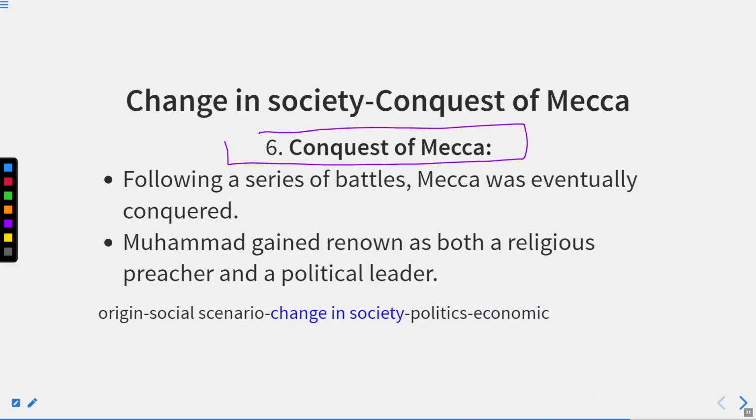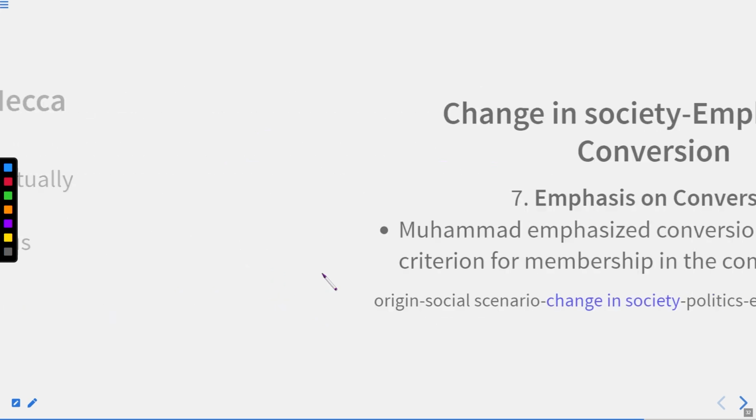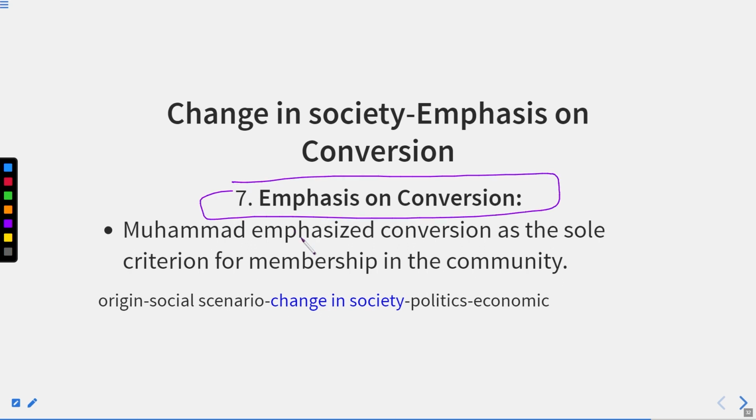Thereafter, conquest of Makkah. Following a series of battles, Makkah was eventually conquered. Muhammad gained renown as both a religious preacher and a political leader. It means they launched multiple attacks on Makkah and eventually Makkah fell. And this established Prophet Muhammad not only as a religious leader but as a political leader as well. Thereafter, emphasis on conversion. Muhammad emphasized conversion as the sole criterion for membership in the community. Those people, marginalized or non-marginalized, who wanted to join the Ummah, who wanted to be part of the Islamic world, Prophet Muhammad said, the only way is getting converted to Islam. Alright, this is the only way.